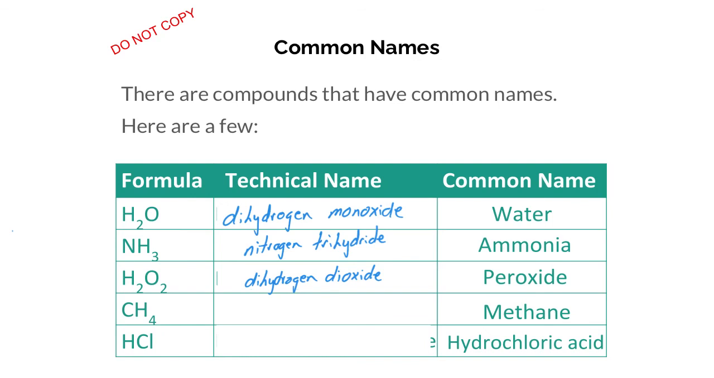Methane gas, which is produced by animals, you might have heard about it in terms of global warming, or the gas that comes out of our chemistry labs, is also known as carbon tetrahydride. HCl, which is hydrochloric acid and used in many of our experiments, is actually hydrogen monochloride as its chemical name. So there's a number of different common names that we can look at.